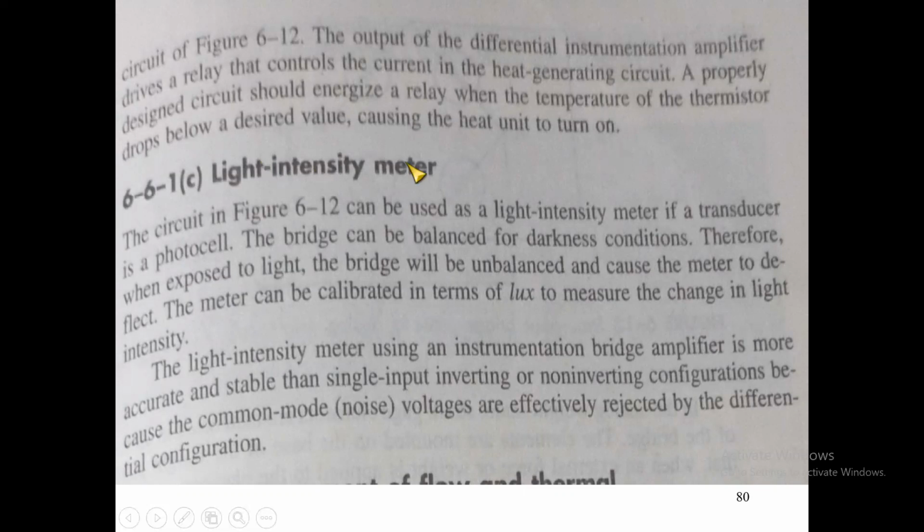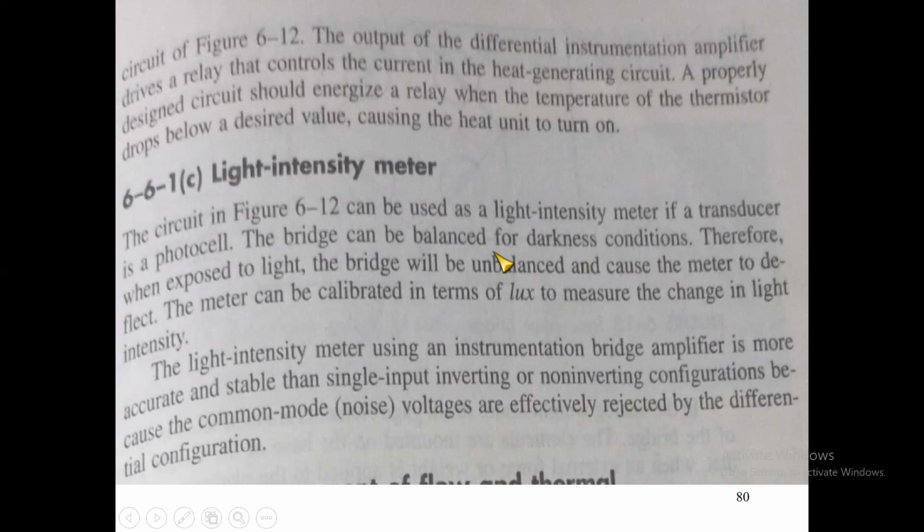Next application is the light intensity meter. So in the circuit, again figure 6.12, we can use the light intensity meter if the transducer is a photocell. So you use the transducer as a photocell, and the light intensity meter can be used. The bridge can be balanced for darkness conditions. So when we use the transducer as a photocell, the whole device will act as a light intensity meter.